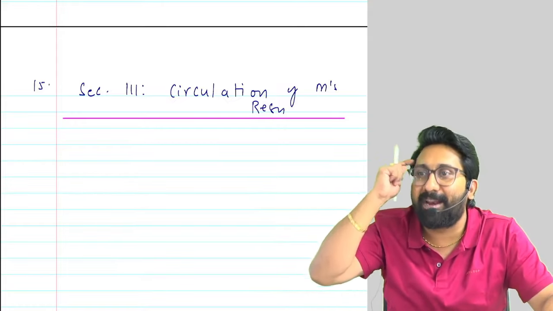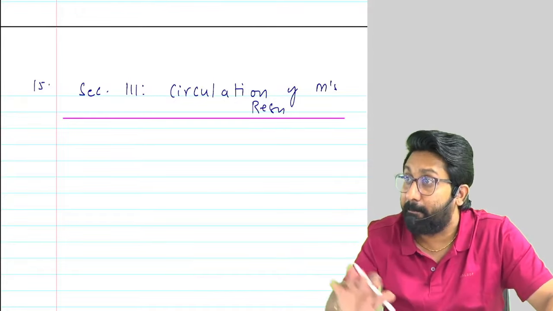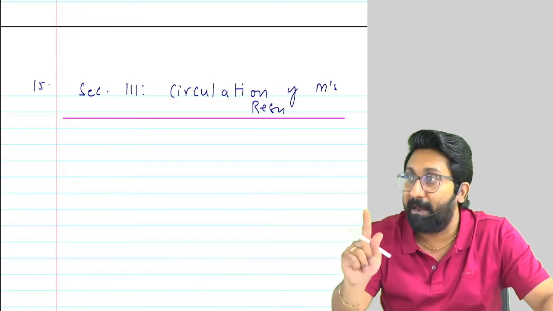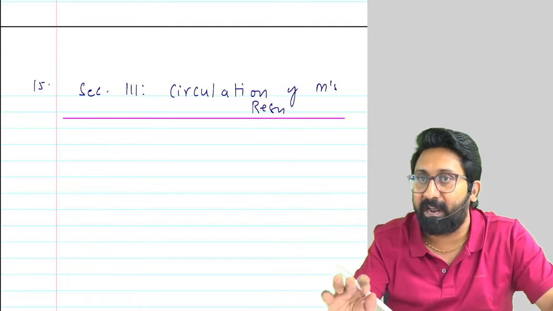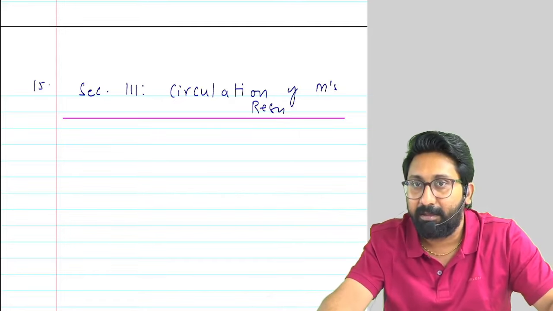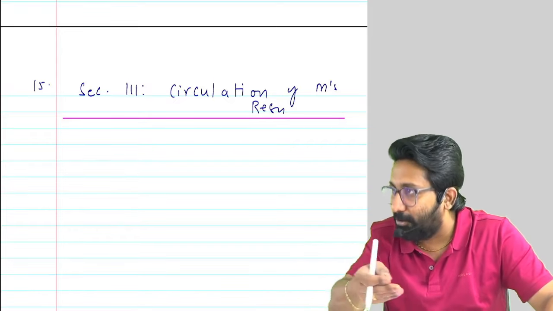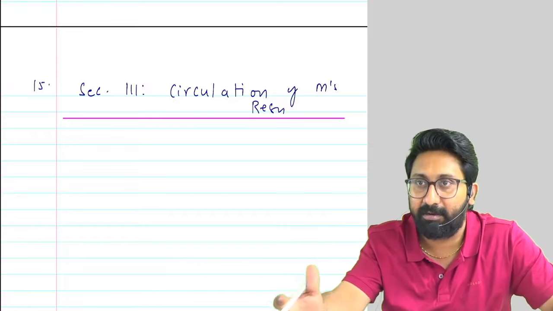You have to read and remember. Those are not logical interpretations like this. Important, I never said unimportant. Don't blame me if it comes in the exam. I'm not telling you those are unimportant, I'm telling you those are important. But why I keep them for the last minute: those are all procedure based. You have to read and remember them. Even if I tell you 100 times, you have to read again.